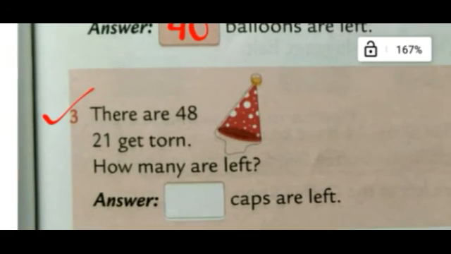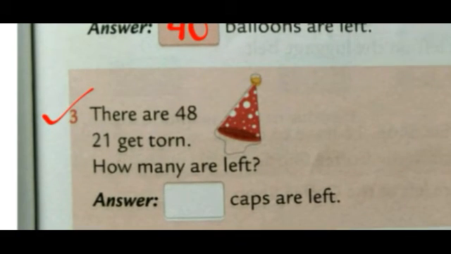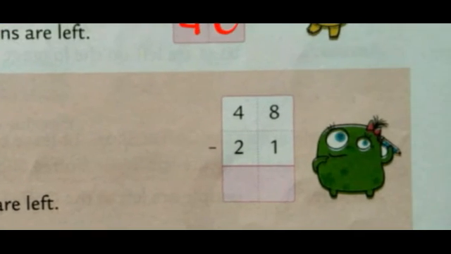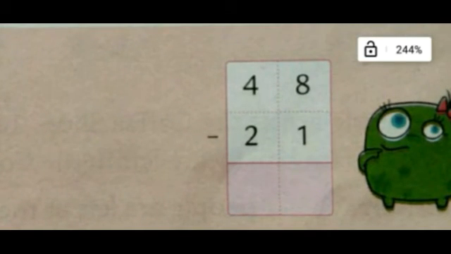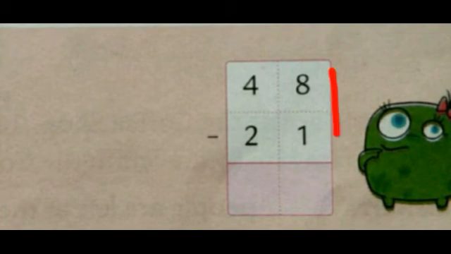There are 48 birthday caps. 21 get torn. How many are left? For that we have to subtract and find out. A bigger number should be on the top. And always begin with the ones. First we have to subtract 1 from 8. So what is 8 minus 1? 8 minus 1 is 7.